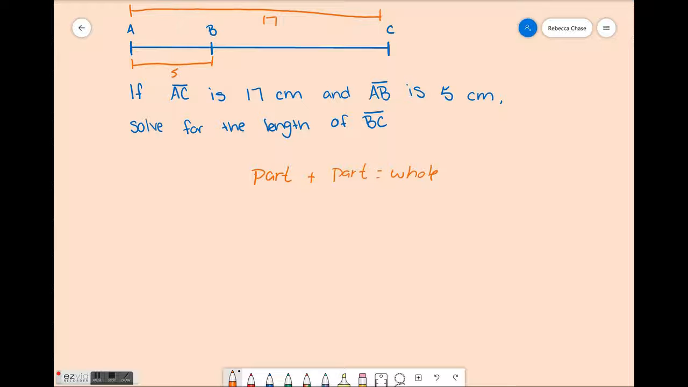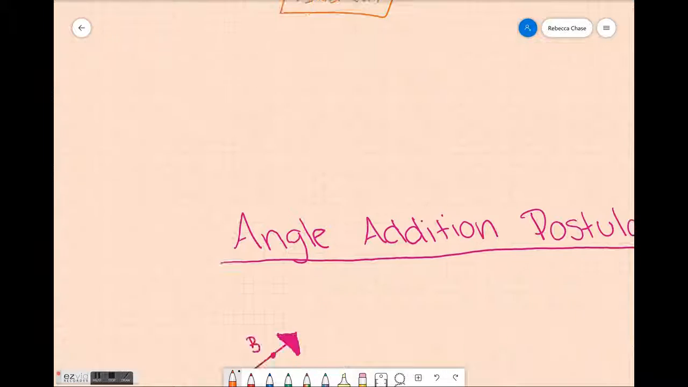Right, this time instead of giving us two small parts, it gives us the whole, and it says that the whole line is 17 centimeters. Part of the line is 5 centimeters, right? And it wants us to find what the other part is. Right, so if we know that x plus 5 equals 17, we can solve that and figure out that, okay, x equals 12 centimeters. So that other part of the line, BC, is 12 centimeters.